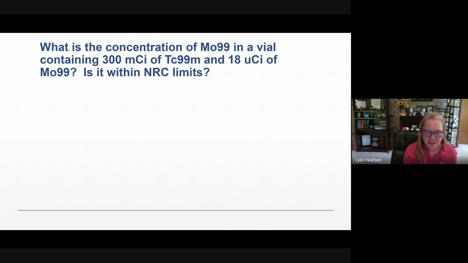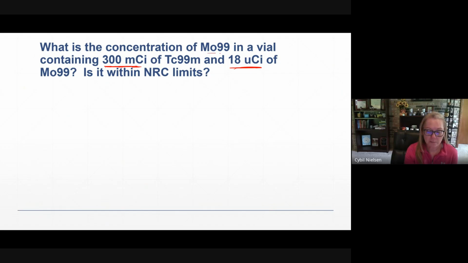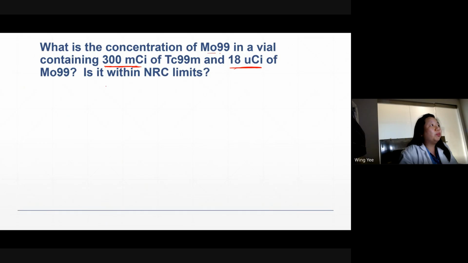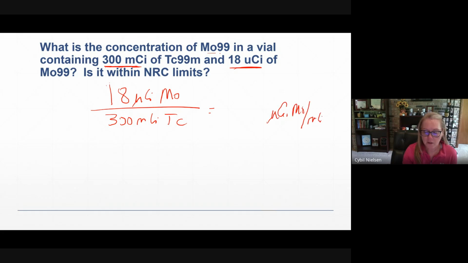Okay. All right. What is the concentration of molybdenum in a vial that contains 300 millicuries of tech and 18 microcuries of moly? So how do I set this up? So concentration will be C equal to activity over volume. Okay, we don't have volume. We want to know how much moly we have in our technetium. So we'll do 18 over 300. Yes, 18 microcuries of moly over 300 millicuries of tech gives us our unit of microcuries of moly per millicurie of tech. It's like the only time you don't make sure the units are the same.